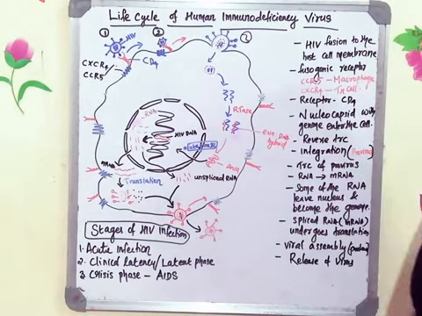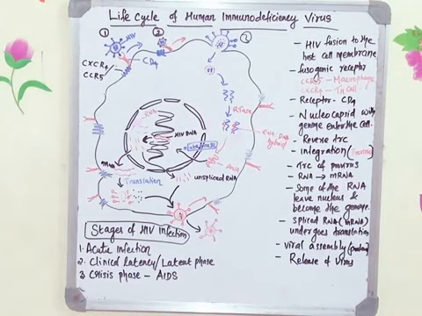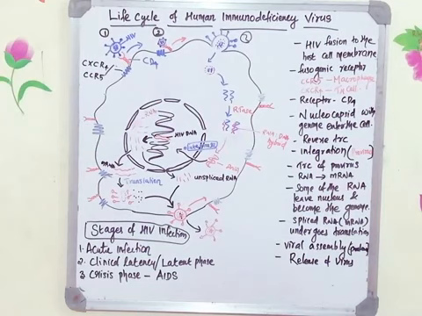Fine. Unspliced RNA, after entering into the cytoplasm, will be used as the genome of the newly formed virus. So all the capsid protein synthesis happens, and once the capsid proteins are synthesized, the RNA will be packed inside and new viruses will be formed.